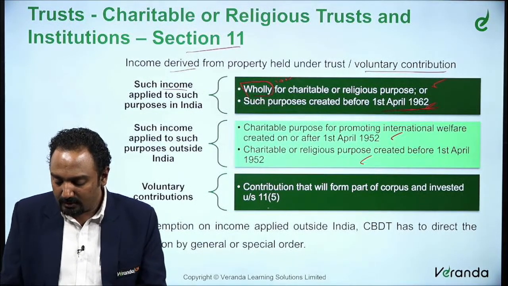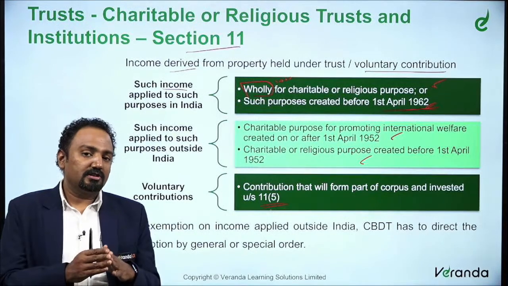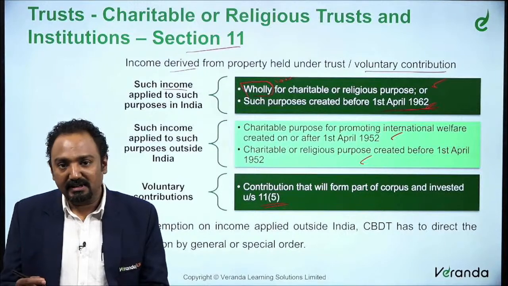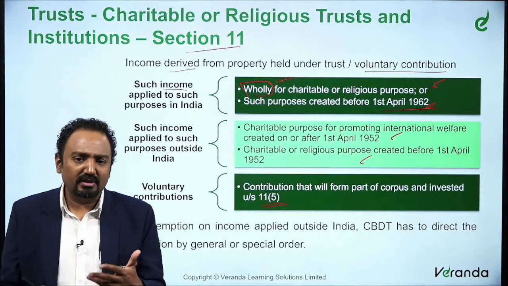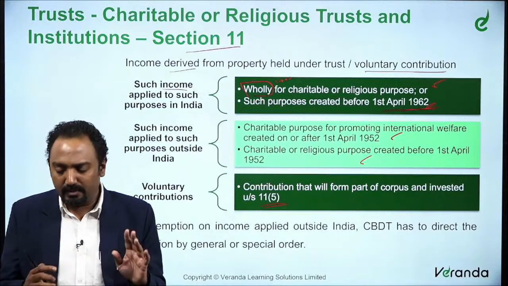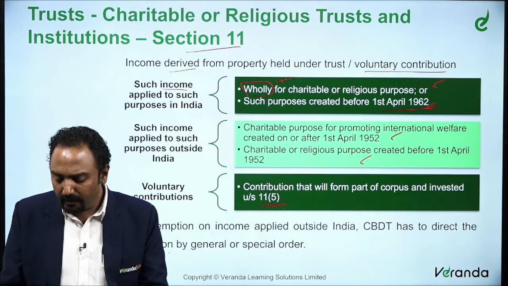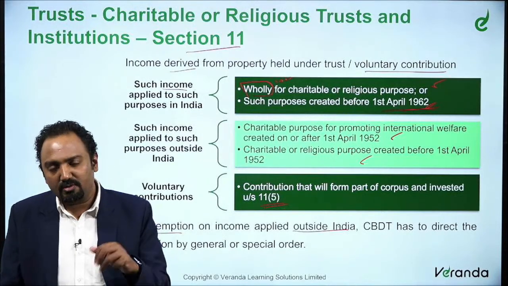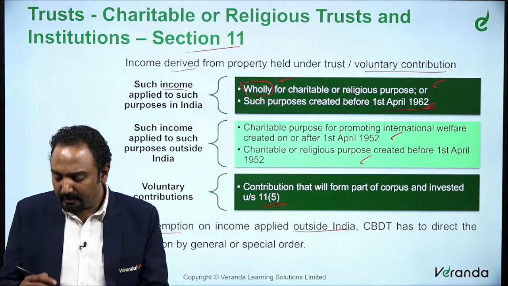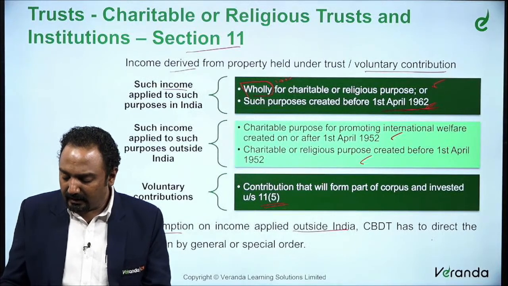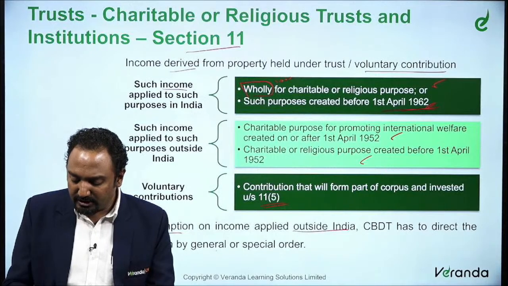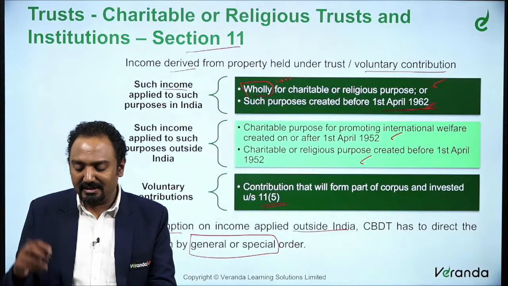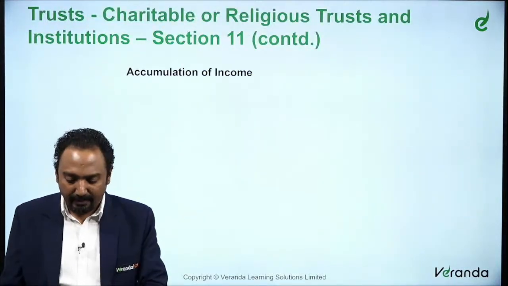And any other voluntary contribution, provided that such voluntary contributions are invested in one of the areas specified under section 11 subsection 5 if they are depositing. Otherwise, they actually have to utilize the money. So it's either you utilize or you accumulate. So whatever exemption that we are applying outside India, if someone is going to gain outside India because of this trust activity in India, then CBDT has to direct by special or general order. So whatever order they are passing will be a general or special order. So these are the things under section 11.